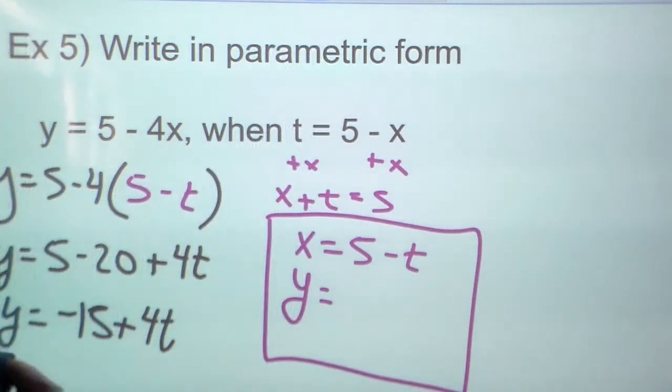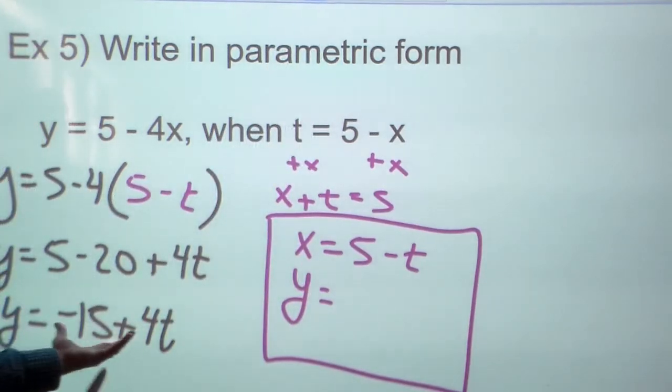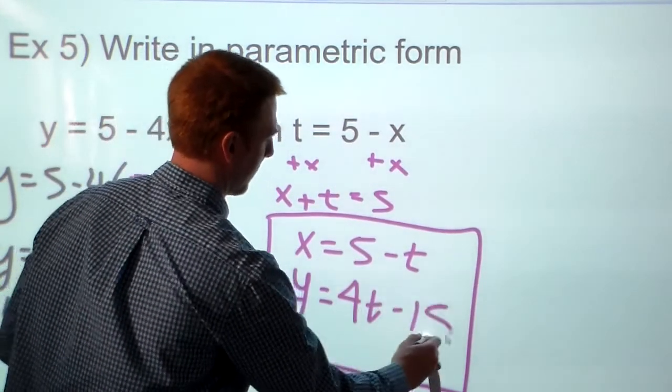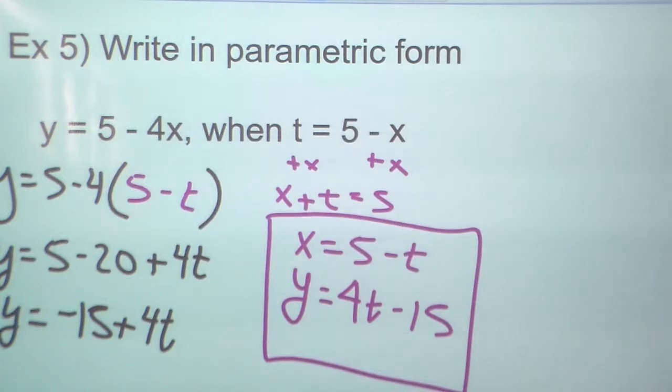When I write this finalized, I'm just going to switch these so it's the minus in the middle. That really doesn't matter. It's pretty trivial. I just like the way it looks a little better. And that'll do it. There's your parametric equations.